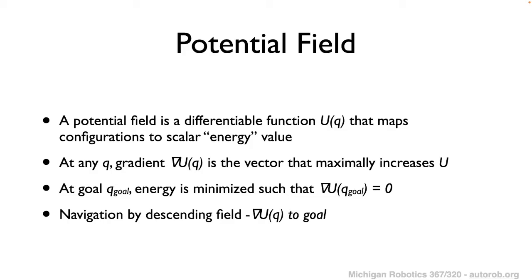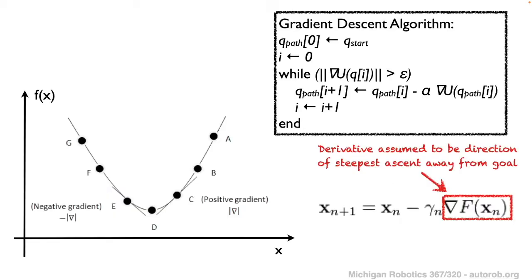And so the way that this maps into the potential field is that the gradient of the potential function will be 0 at the goal configuration. Then by descending this potential field, that is, by moving in the negative direction of the gradient, we can move towards the goal. This approach to moving within potential fields is what's referred to as gradient descent.